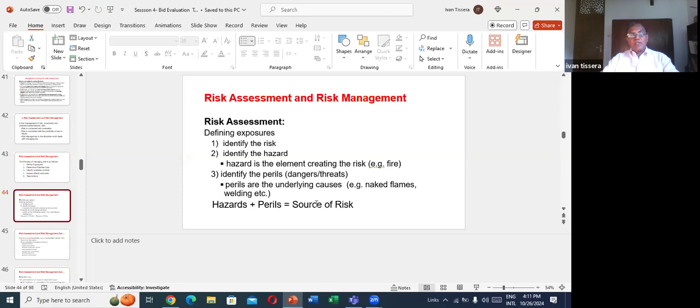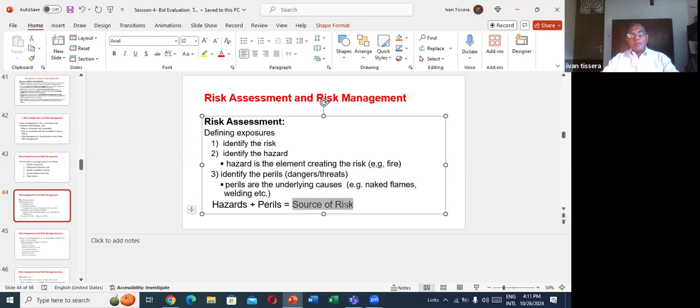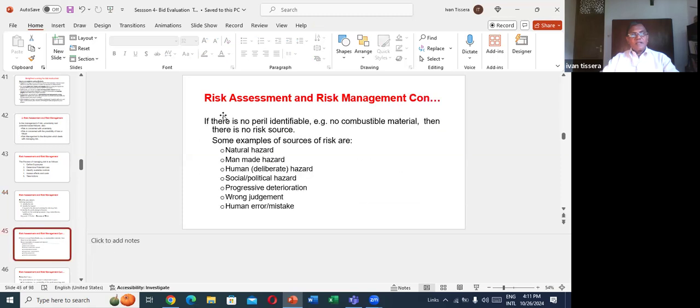Hazard plus perils equal the source of risk. Both. If there is no peril identifiable, for example, no combustible material, then there is no risk source. Some examples of sources of risk are natural hazards, man-made hazard, human deliberate hazard, social political hazard, progressive deterioration, wrong judgment, human error, mistakes, all are sources of risk.